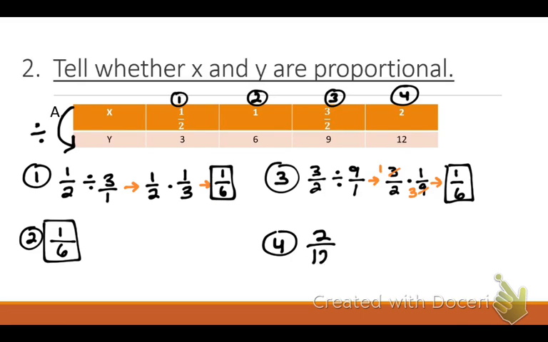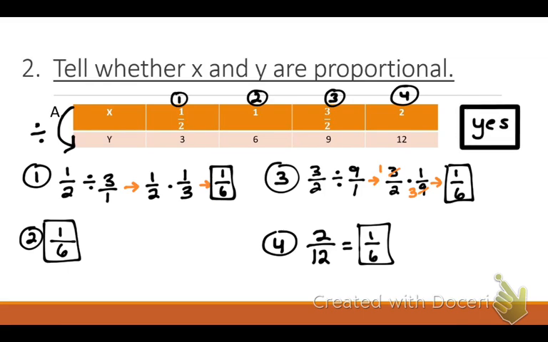Okay, do 2 over 12. Can that be reduced at all, Alexis? What's it become? 1/6. Class, does it appear as if those are all proportional? Yes, because each of them had the same value of the ratio, they are proportional. So the correct answer is yes.